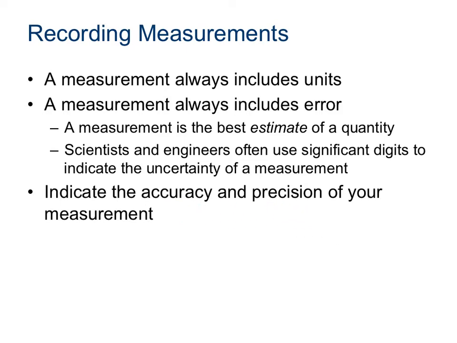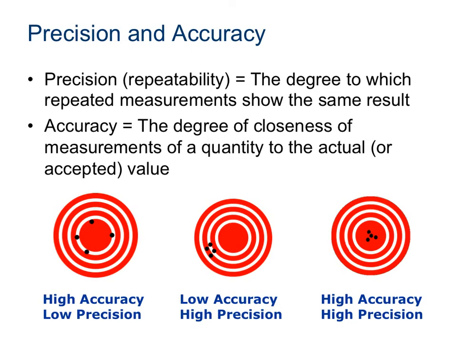All right, so precision is repeatability, the degree to which repeated measurements show the same result, which means if you do the same thing, you're getting the same result. Accuracy is the degree of closeness of a measurement of a quantity to the actual or accepted value. So there's a little bit of a difference.